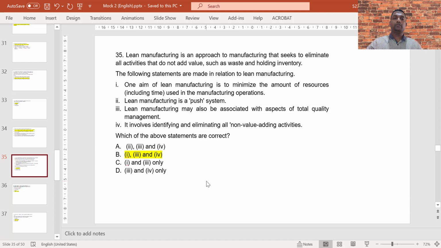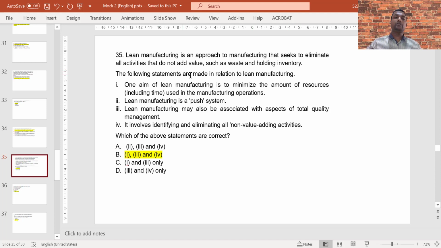Question number 35. Lean manufacturing is an approach to manufacturing that seeks to eliminate all activities that do not add value, such as waste and holding inventory. Having a lot of waste in the manufacturing process is not adding value, and holding too much inventory also is not adding value. Actually, it's increasing the cost.